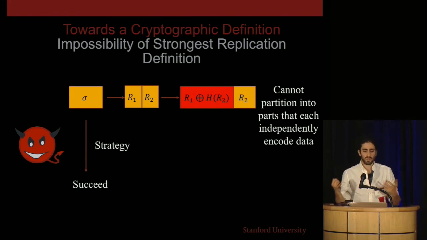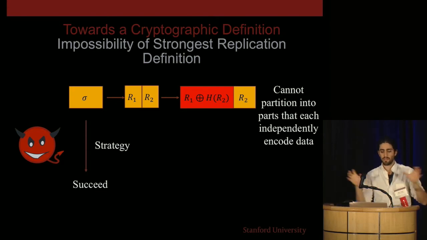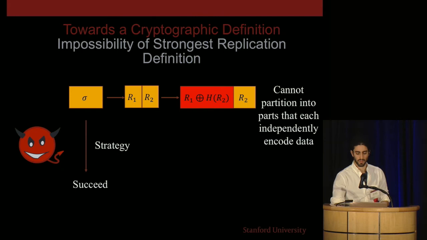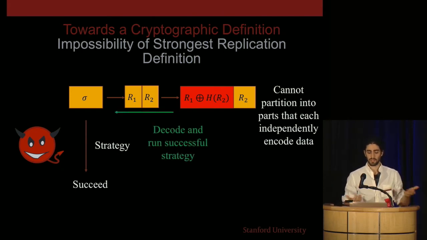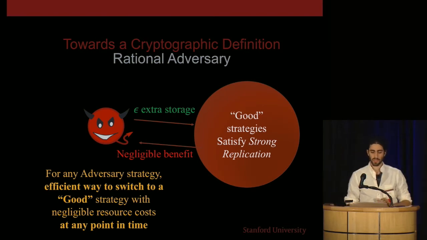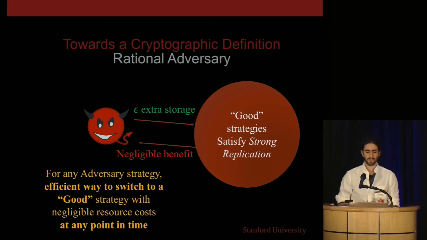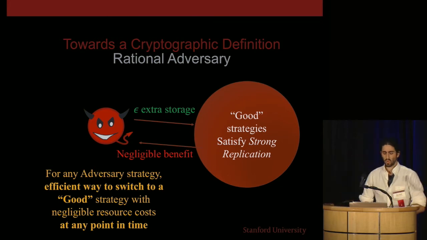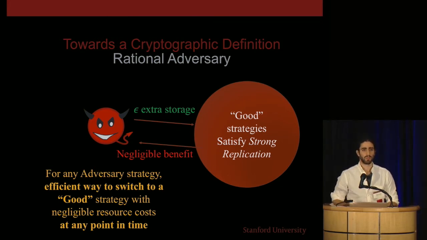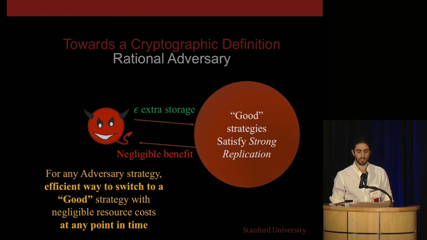Then it could do some trivial thing like encrypting the first replica with a hash of the second replica to correlate its data. And now you can't partition this state into 2 parts that each independently encode the data. Yet the adversary would still be able to run the successful strategy by easily decoding this and passing the proof. So we don't really mind an adversary that does that, but it, again, wouldn't pass that too strong of a security definition. So what we really want is this concept of a rational adversary, where the rational adversary may do something that deviates from the honest protocol, but they don't really save anything by doing that.